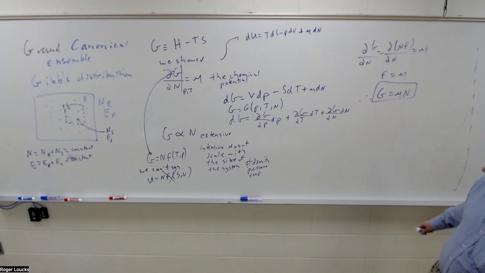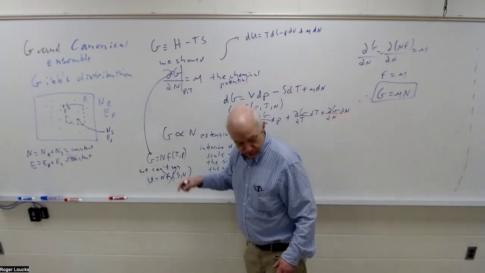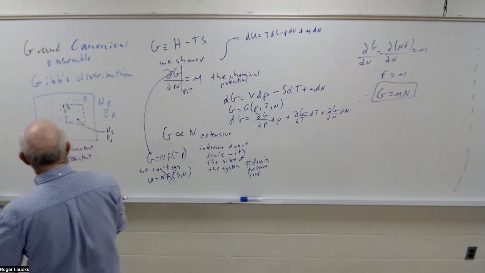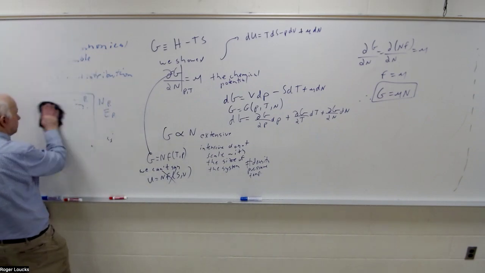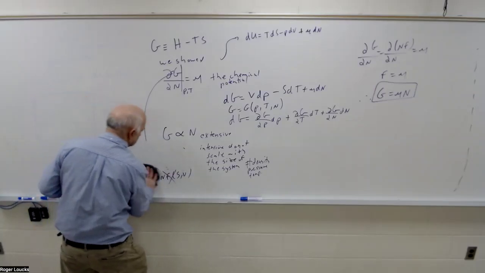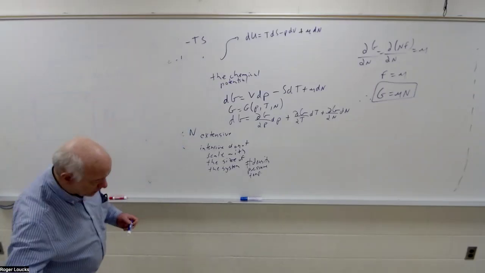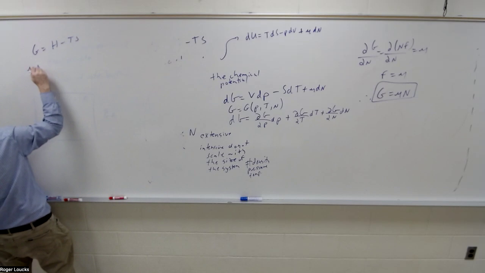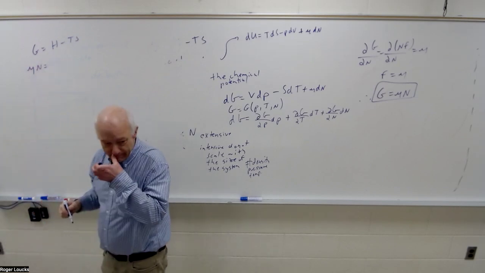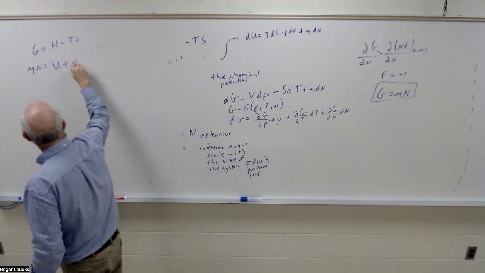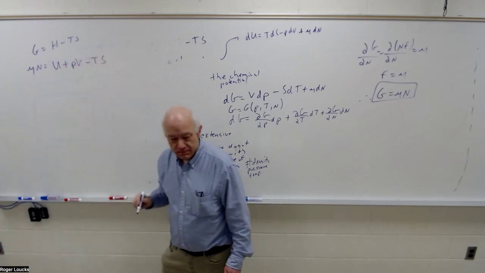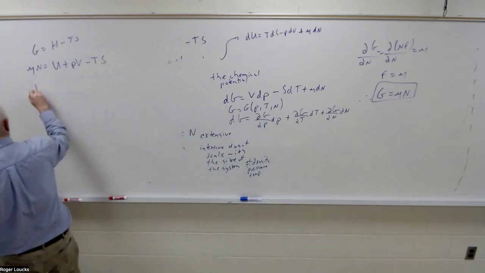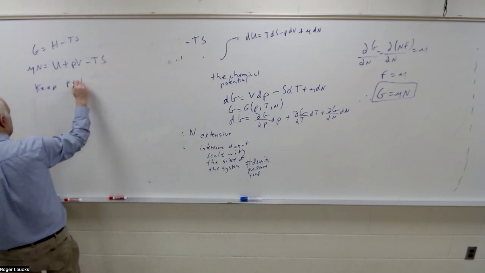Now, then what did we do with this? We can take this G and put that into here, and we're going to get one relation. Since I have this, we just said that this G is mu N. What is my friend H? U plus PV minus TS. And then what did we do last time? We kept P and T constant.